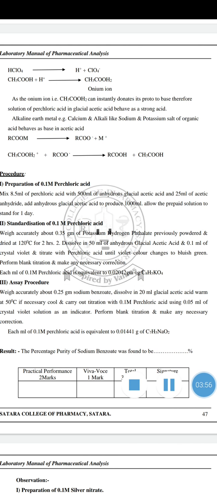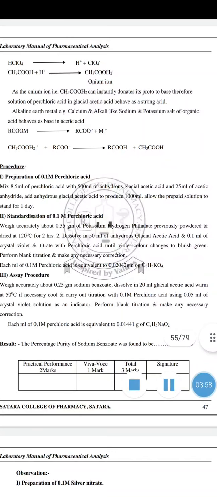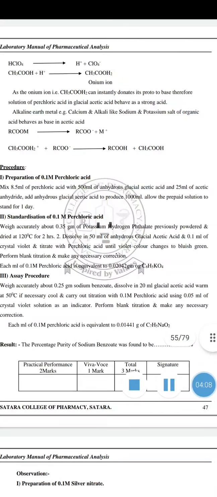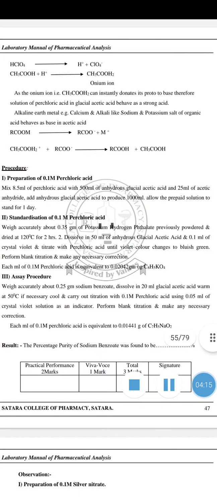Then the assay procedure: weigh accurately about 0.25 gram of sodium benzoate, then dissolve in 20 ml of glacial acetic acid, warm at 50 degrees Celsius if necessary, cool, and carry out titration with 0.1 molar perchloric acid using 0.05 ml of crystal violet solution as an indicator. Then perform a blank titration and make any necessary corrections. Each ml of 0.1 molar perchloric acid is equivalent to 0.01441 gram of sodium benzoate.